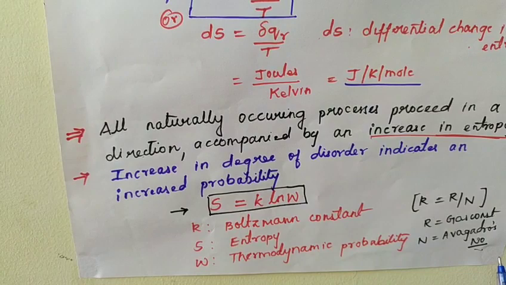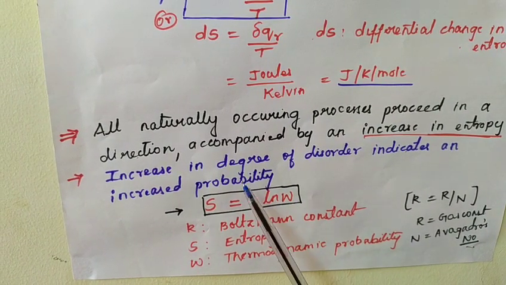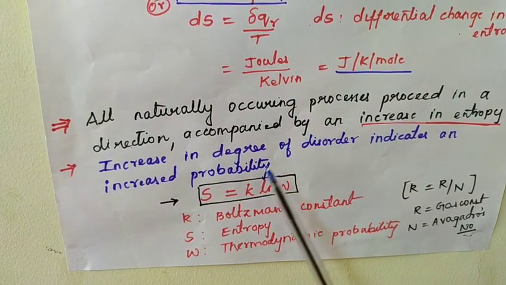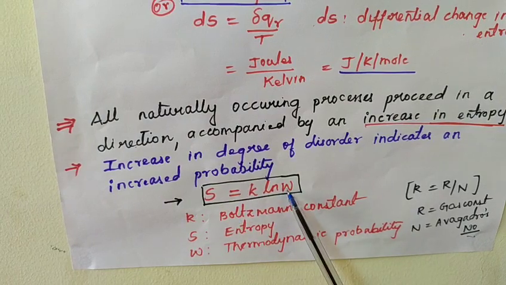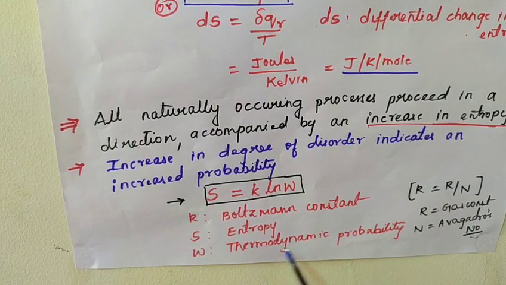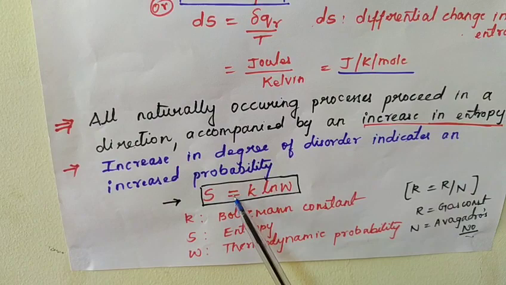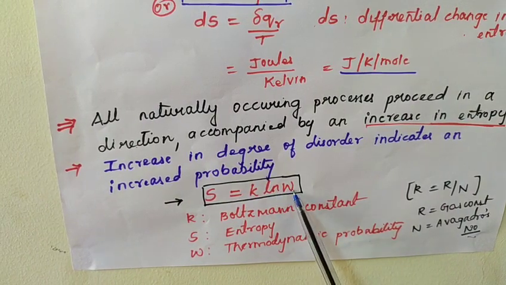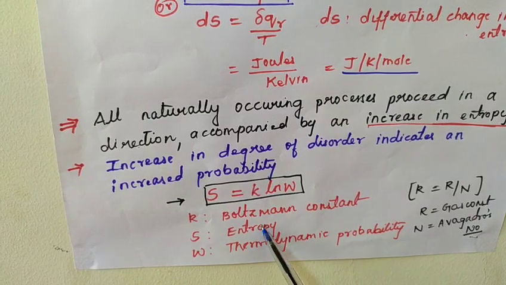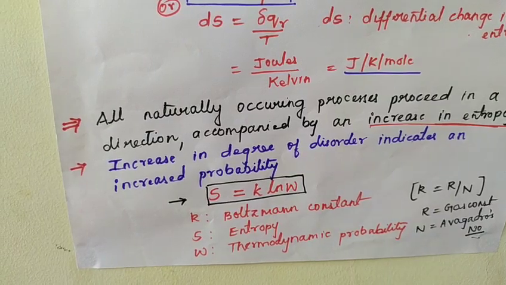Entropy change is also related to the thermodynamic probability, because an increase in disorder indicates an increased probability. W stands for thermodynamic probability, using the expression capital S is equal to small k natural log W, where small k is the Boltzmann constant, S is the entropy and W stands for the thermodynamic probability.